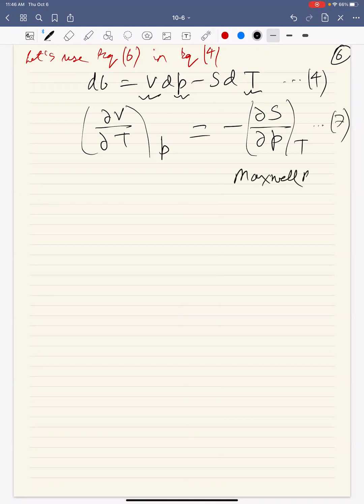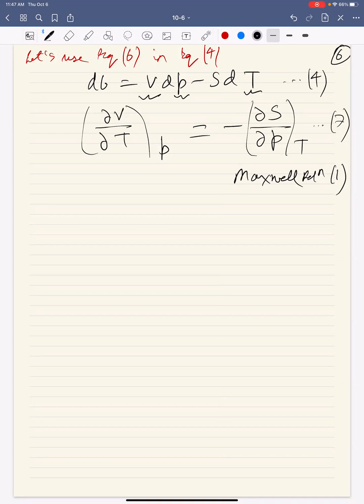I will call it Maxwell relation number 1. It's not that it's number 1 in any way, it's just one of them. It's so bizarre. You would have never expected such a relation to hold true, right? Change in volume with temperature at constant pressure is minus the change in entropy with pressure at constant temperature. It shows up out of nowhere and it's super powerful.